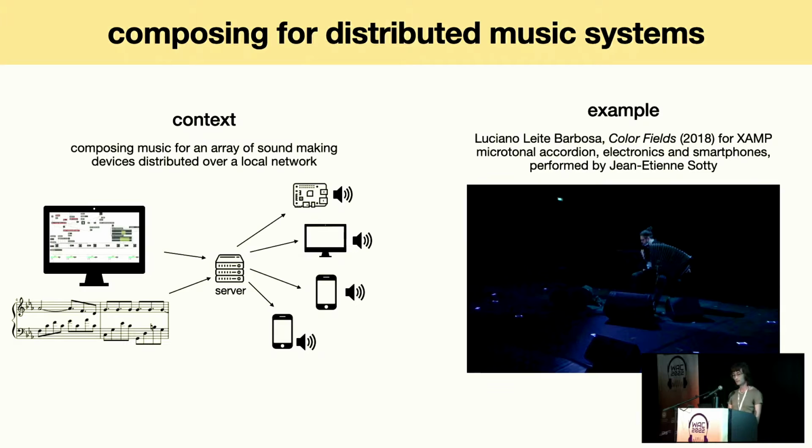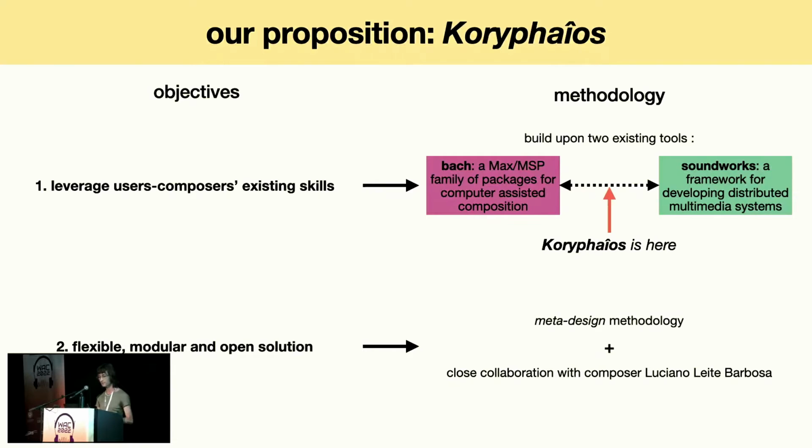But despite being successful, it had some limitations that made the composition process a bit tedious and difficult to test and change. For example, you had to manually write down the synthesis data for the smartphones into a JSON file. So we decided to develop Koryphai with the intent to solve these limitations.